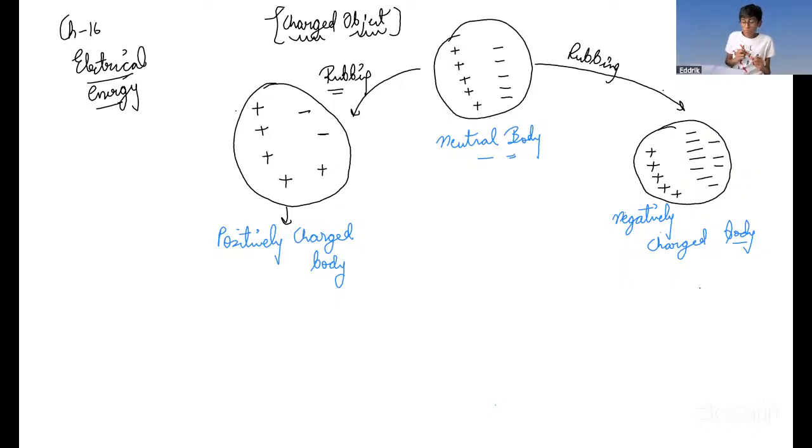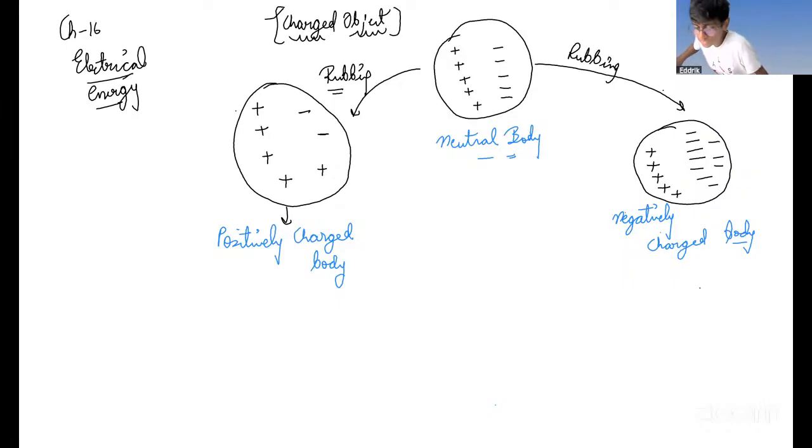Only electrons transfer from a body, not the protons. So protons will remain constant all the time. That's why I told you atomic number is not based on the number of electrons. Atomic number is based on the number of protons because they never change.